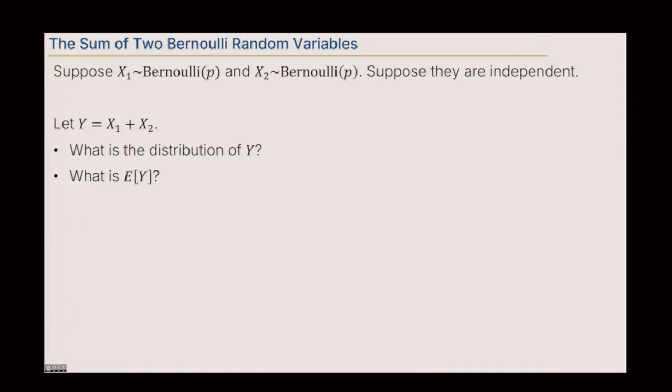What's the range of a Bernoulli random variable? 0 and 1. What's the range of the sum of 2 Bernoulli random variables? 0, 1, and 2. So it's not Bernoulli anymore. Okay, so it's something else. Okay, what is its distribution?